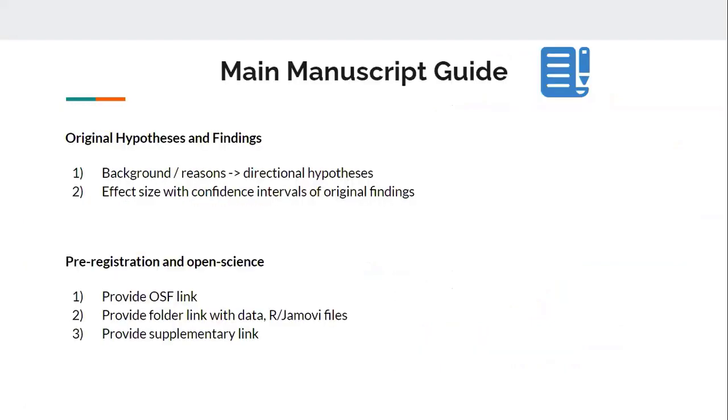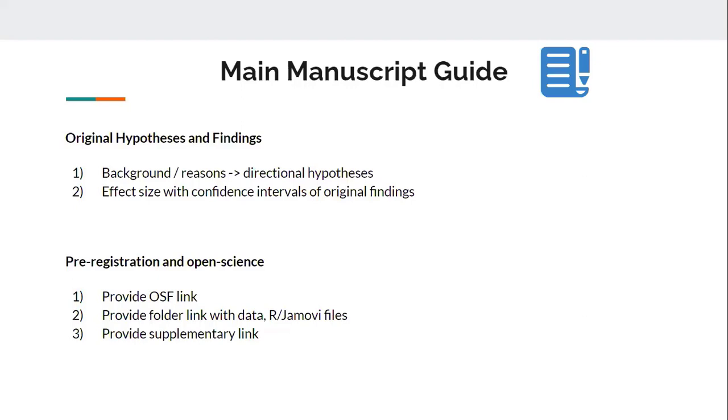After that, I'll move on to the main manuscript guide on the original hypothesis and findings and registration and open science. So you will need to provide the background information and reasons for the hypothesis. The hypothesis should be directional, comparing different conditions. Then you report the effect size with confidence intervals of the original findings.